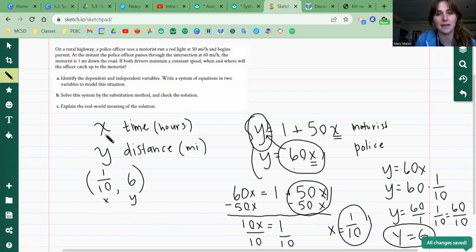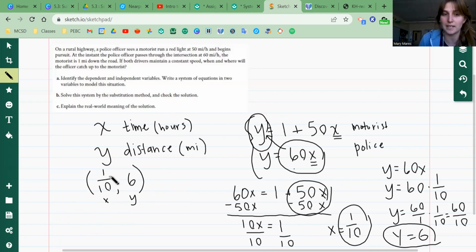And then let's explain the real world meaning behind this solution. So if x is 1/10, well, that means 1/10 of an hour. And then if y is 6, y is my distance, so that's 6 miles. So in other words, it took 1/10 of an hour and 6 miles for the police officer to meet up with the motorist. It took 6 miles down the road. And 1/10 of an hour is just 6 minutes. It's just 6 minutes, right? 6 times 10, 60.